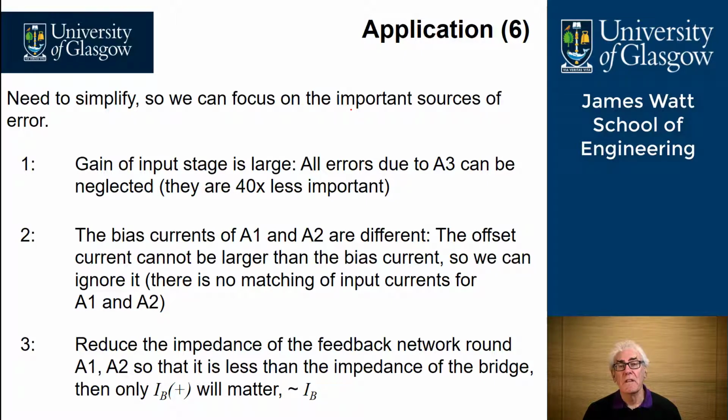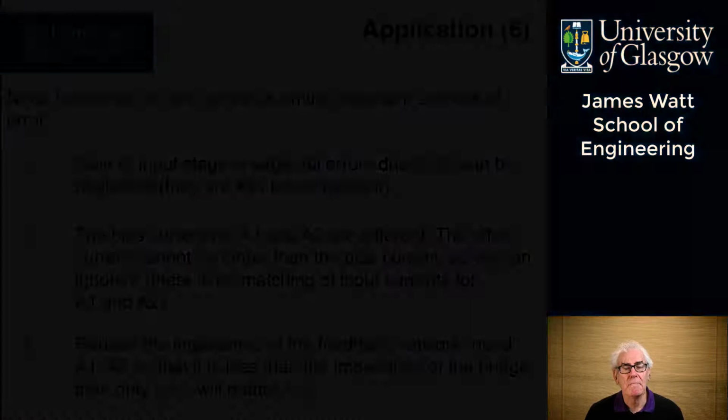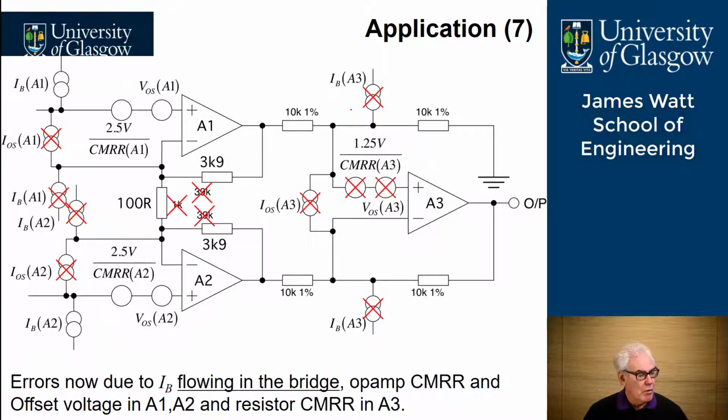This means that we only need to consider the problem of IB plus, and IB minus will disappear because of the low impedance of the feedback network. Let's draw our circuit now with these assumptions in place. Well, that's considerably better because we've managed to assume that these offsets are very small. Because this is a low value here, we're going to ignore the offset value here, and we've also changed these two resistor values 10 times lower because RB has been reduced by 10 times.